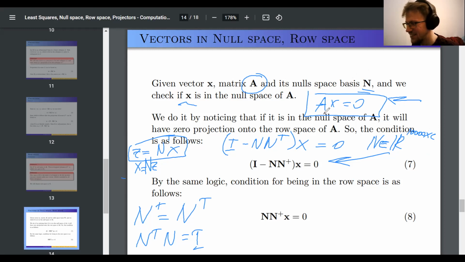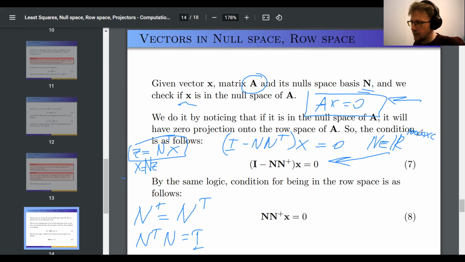Let's say the null space of this matrix is 10,000 by 2. What is the size of this matrix? It's a square matrix. So this is a square matrix. What would be its size? 10,000 by 10,000? Yeah, 10,000 by 10,000, exactly, because the number of rows of N is equal to the number of columns of A.